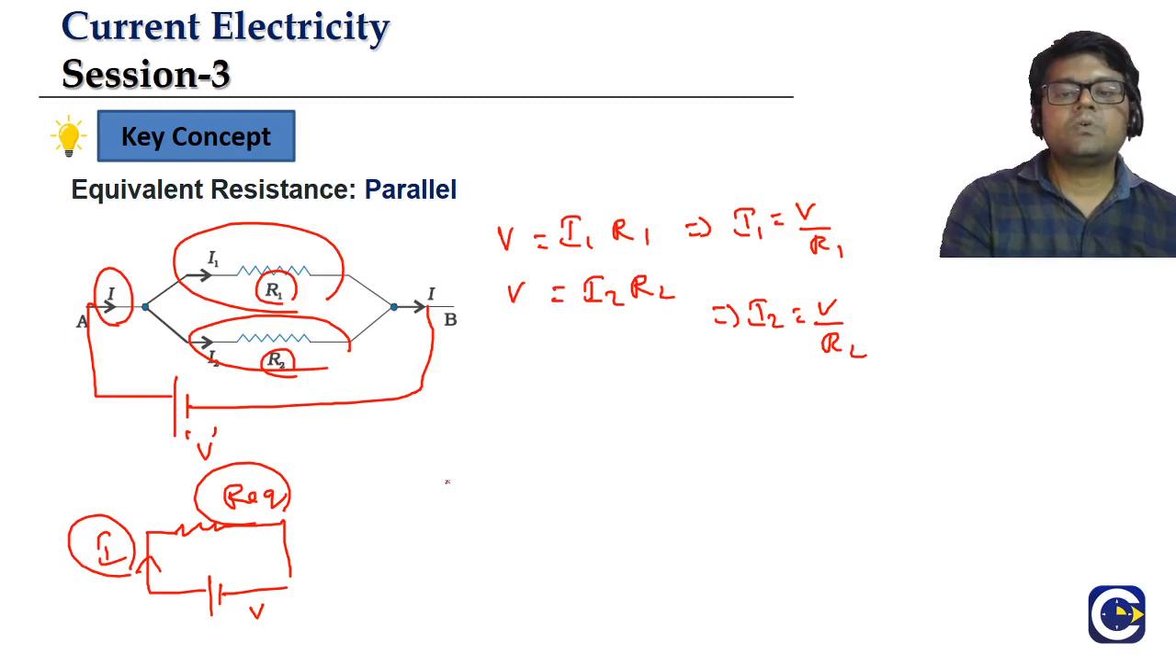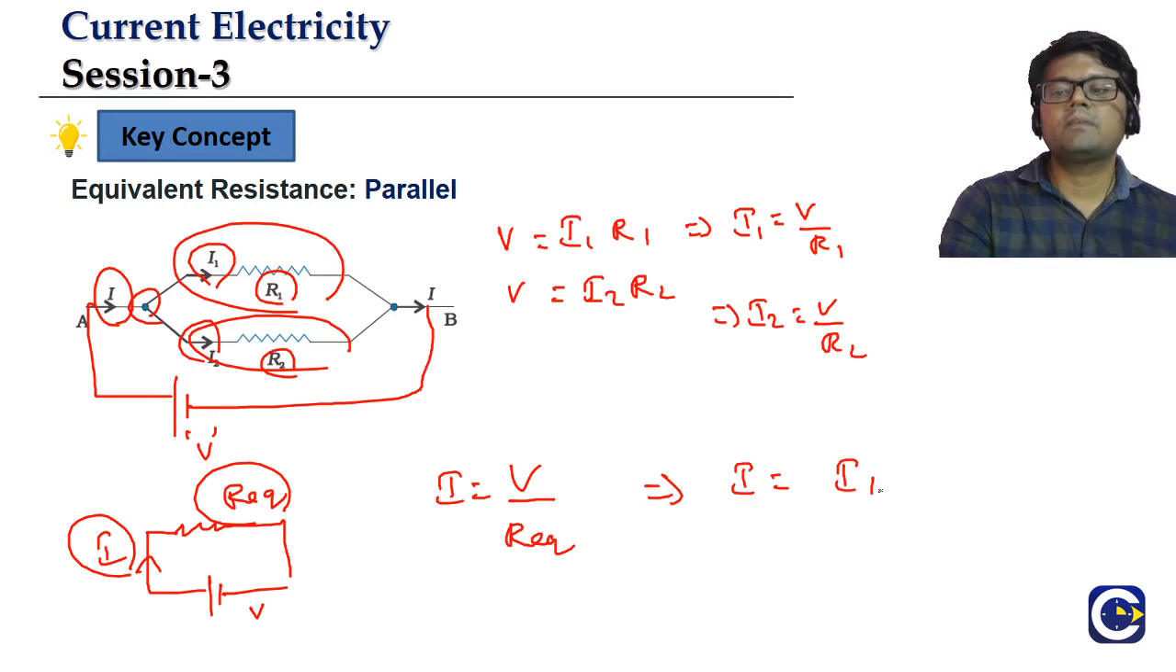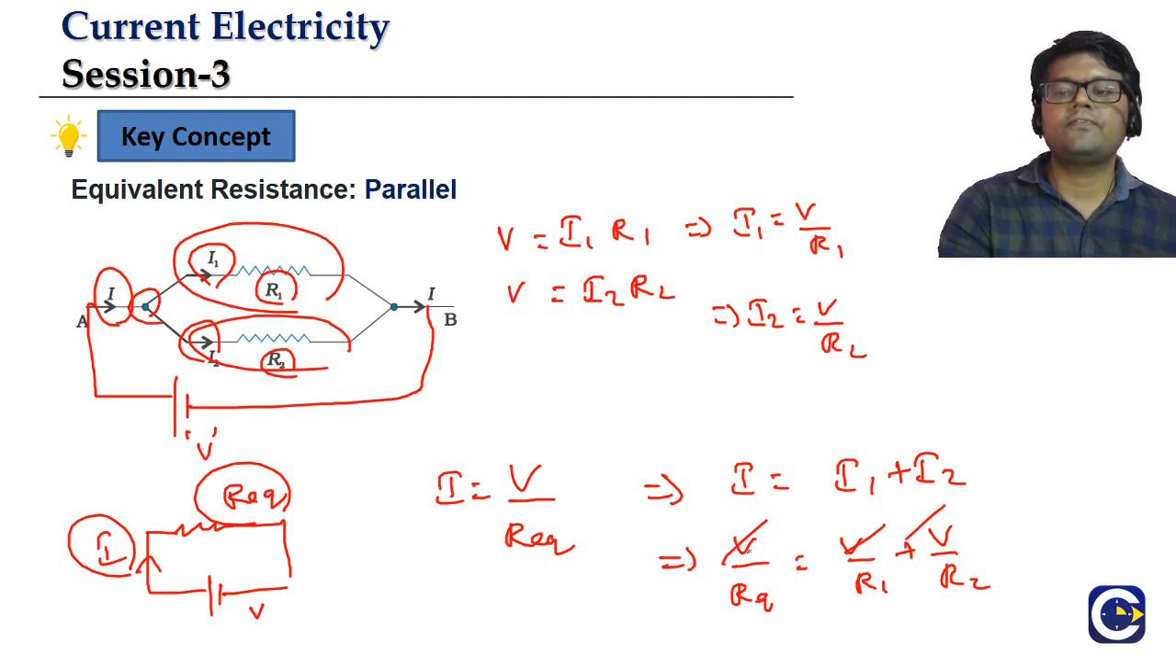I. So what is the I value? I will be equal to V by R equivalent. And what we see is the current drawn from the cell or battery is splitting into I1 and I2. Means the value of I will be equal to I1 plus I2. Means what we have? I is V by R equivalent, which is equal to V by R1 plus V by R2. Here also V will be common, we will cancel it off. So what we have finally is 1 by R equivalent is equal to 1 by R1 plus 1 by R2.